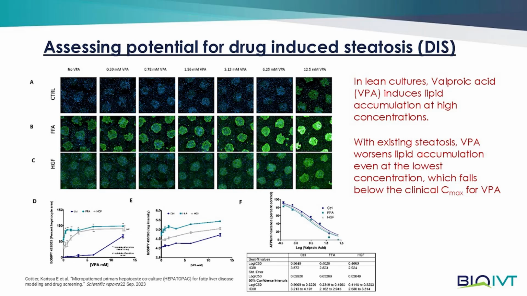Whereas for the free fatty acid and HGF, we saw increased accumulation of lipids, so from the no valproic acid at that very lowest concentration. And that concentration does fall below the clinical Cmax for valproic acid. So this might suggest that the donor background can play a part in the drug-induced steatosis ability of compounds.